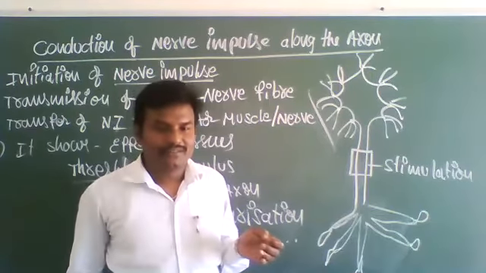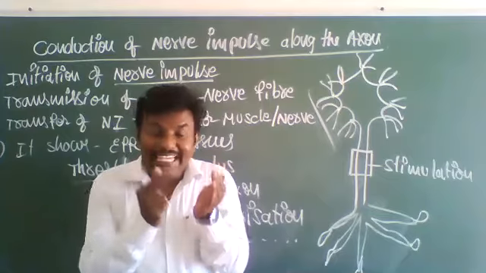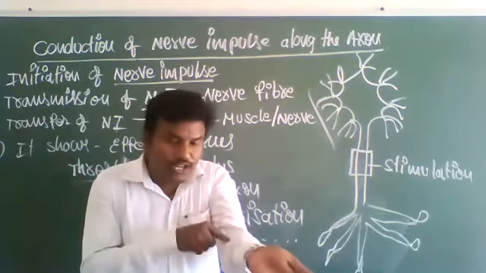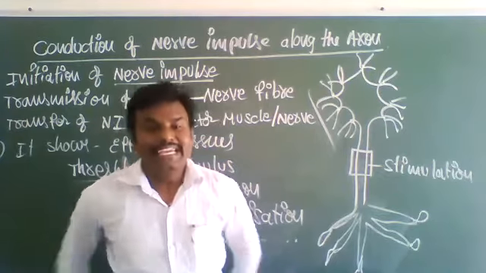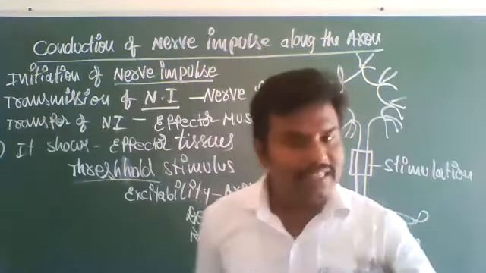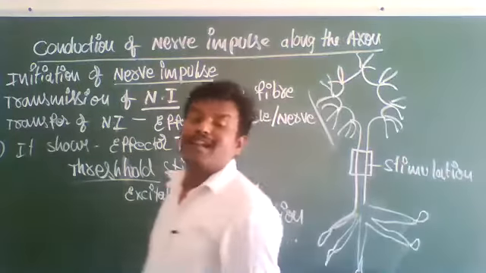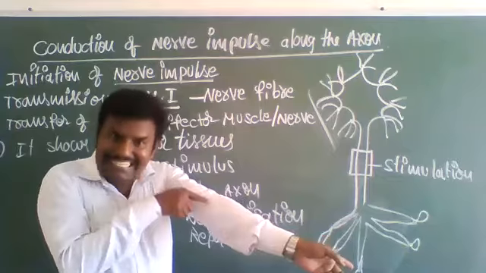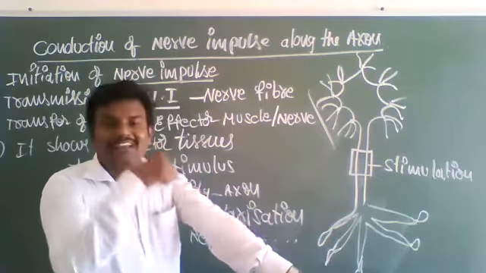Initiation, the starting of a nerve impulse, occurs when excitability is given to the nerve or axon. Initiation of a nerve impulse occurs when a threshold stimulus is applied to the nerve. So now I have given excitability to the nerve.